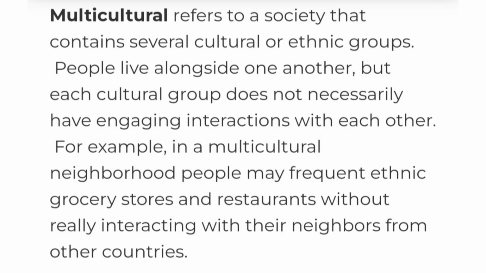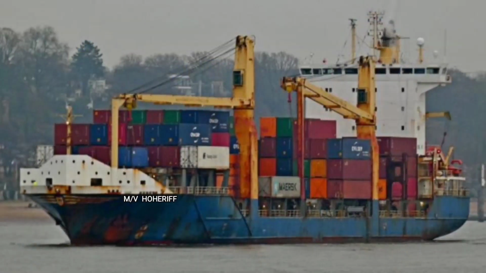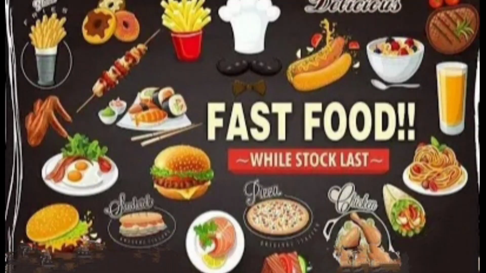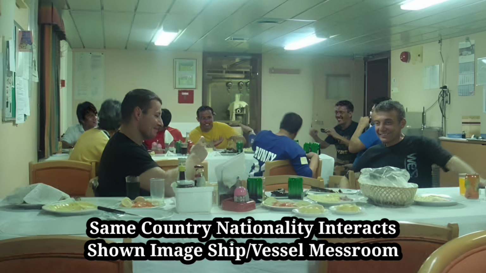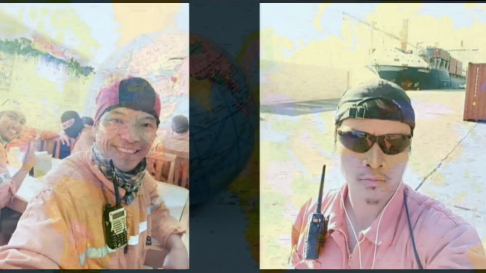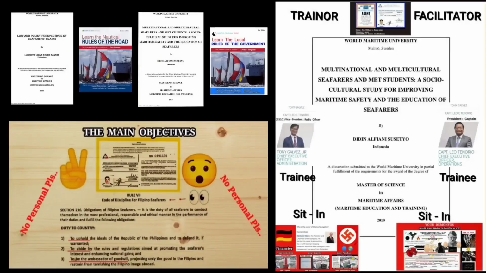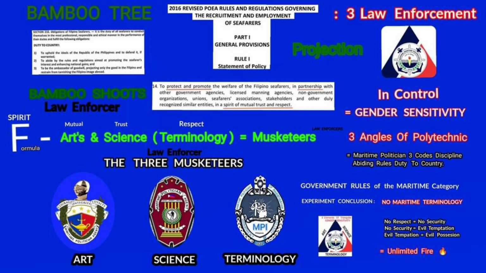in interactions with each other. For example, in a multicultural neighborhood, and not only in your neighborhood but also in groceries, stores, and restaurants, they do not interact with their neighbors from other countries. It's mind your own business. I am just doing my job. That's what they do. That's what you do.